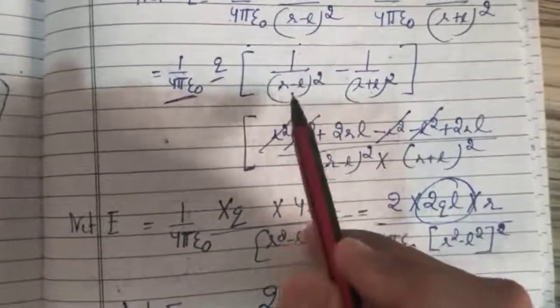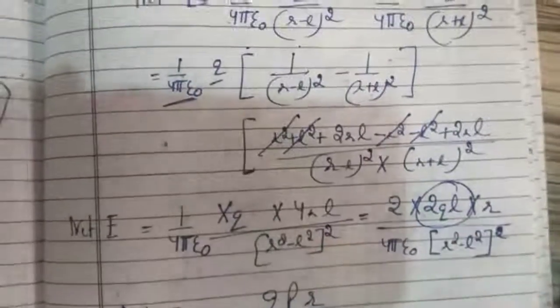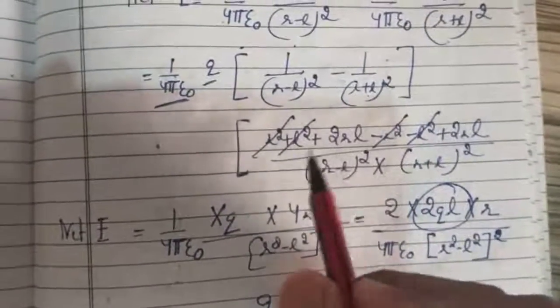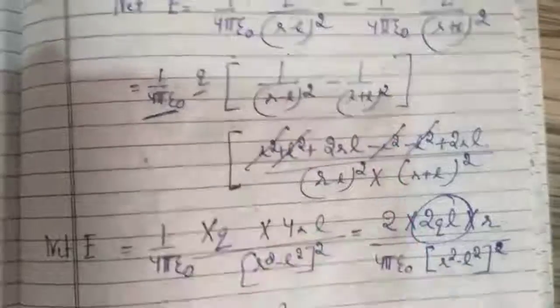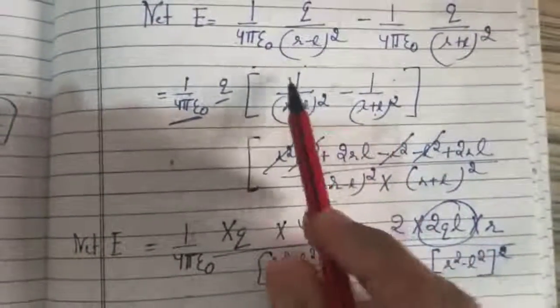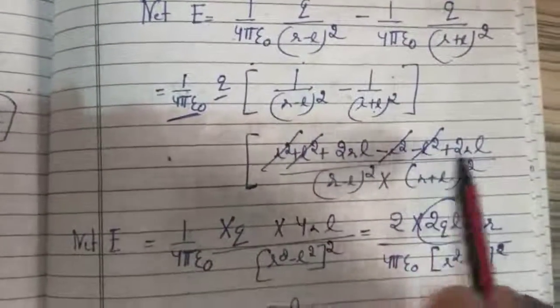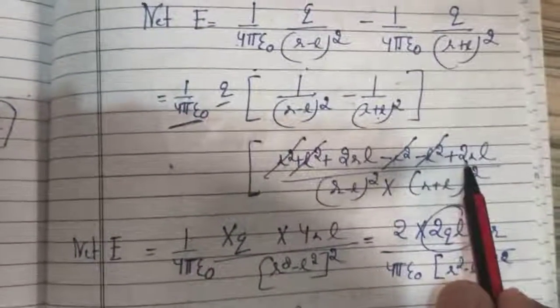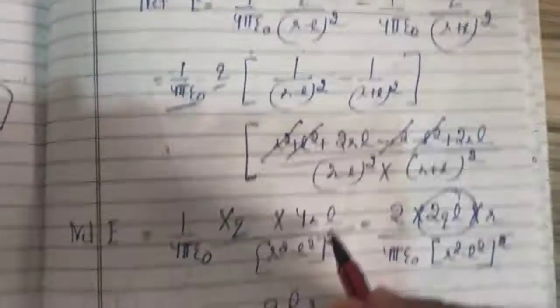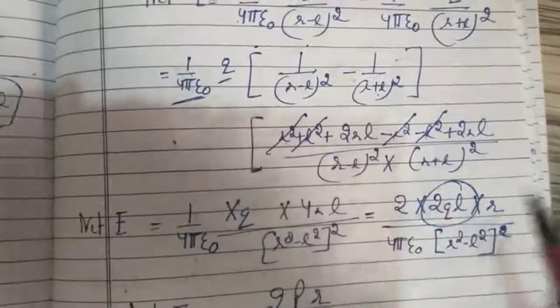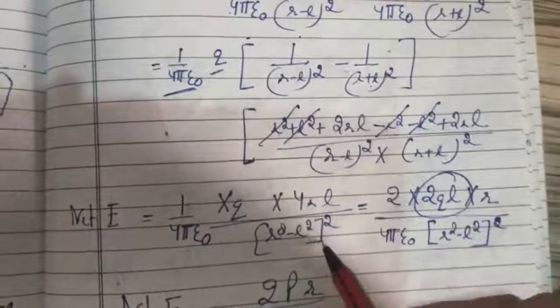This will go this side, this will go this side, they all will multiply with each other. So when you open this, all these things will cut off. Only what will remain? 4 pi RL will remain. And at the downside what will remain? (R square minus L square) whole square remains.